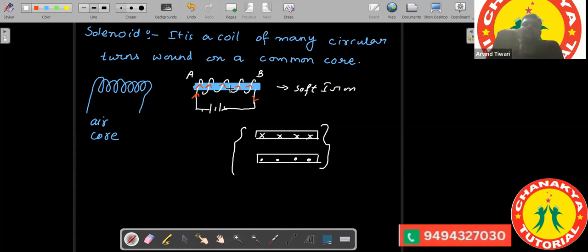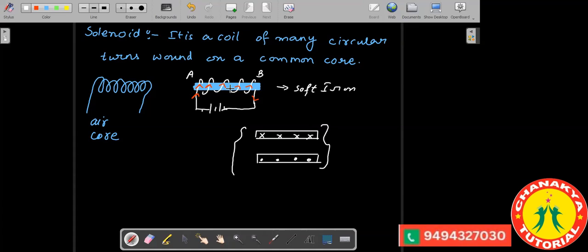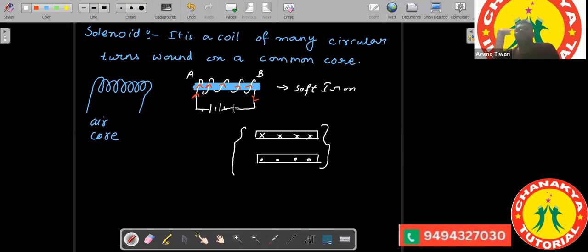With the Maxwell rule, hold the current carrying conductor in your right hand so that the thumb points in the direction of current. Sir, is the question about the direction of the magnetic field or the direction of the current? Direction of magnetic field. The direction of current is given.